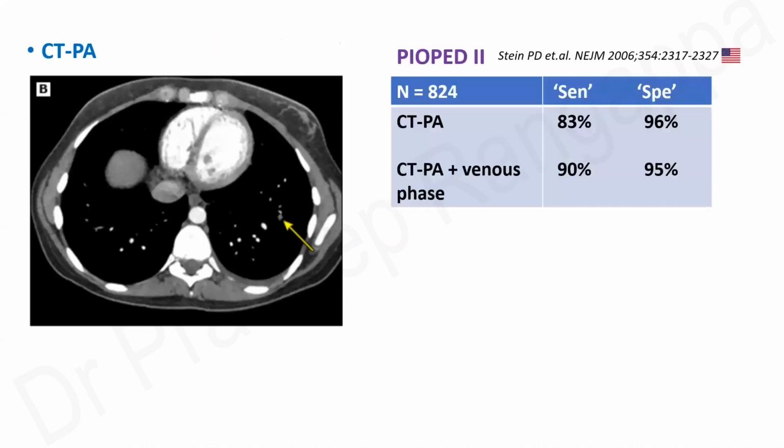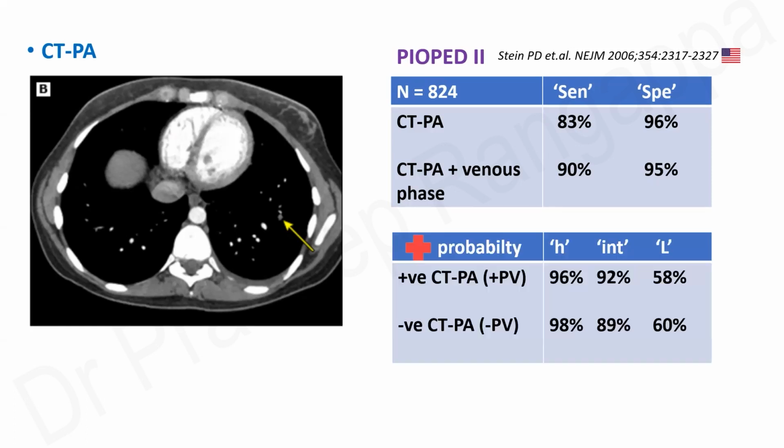So what about CTPA? This was a very landmark study, the PIOPED study, which emphasizes the value of CT in picking up a pulmonary embolism with a reasonably good sensitivity of 83% and specificity of 96%. And CTPA with venous phase increases the sensitivity to 90 and 95%.